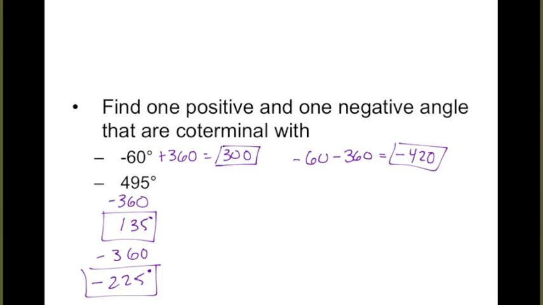Okay, so the goal is one positive and one negative answer, and we find them by adding and subtracting 360s as many times as necessary to get those. Questions? Those are called coterminal because if we graph them, they would end in the same place. So terminal means end and co means together or with.